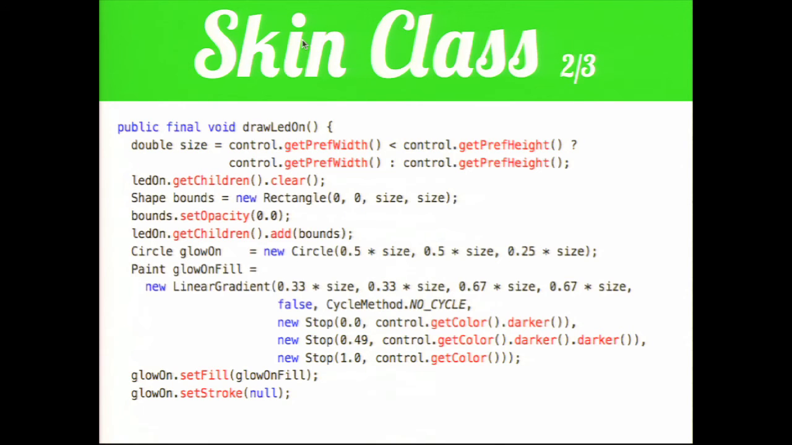Okay, this is just for the glowing inner circle. That's the code. I create the circle, I create a paint, which is in principle the same linear gradient that we saw in the CSS. And I set the fill, which is this one, and then I set the stroke to null. Okay?